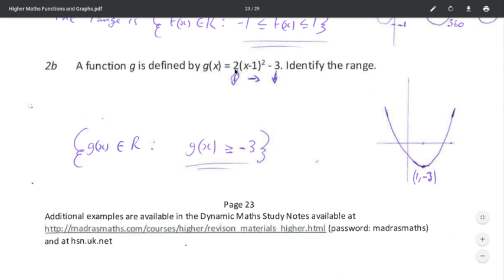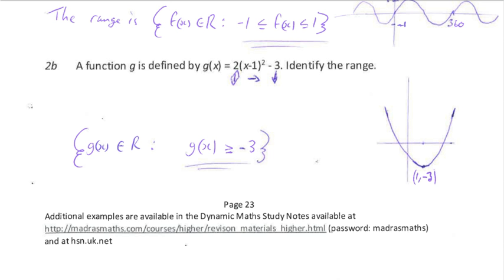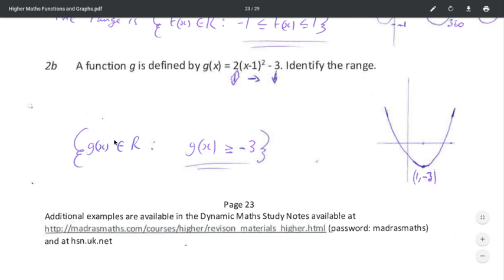Positive coefficient of bracket squared, it's still a positive number, so it's going to be a smiley face parabola. And there we have the sketch. So what values can y take here? Well, this is the minimum turning point and the y coordinate is negative 3. So it could be negative 3 or above. So the range is g of x is an element of R, so any real number. g of x can take any real number, but g of x must be greater than or equal to negative 3.